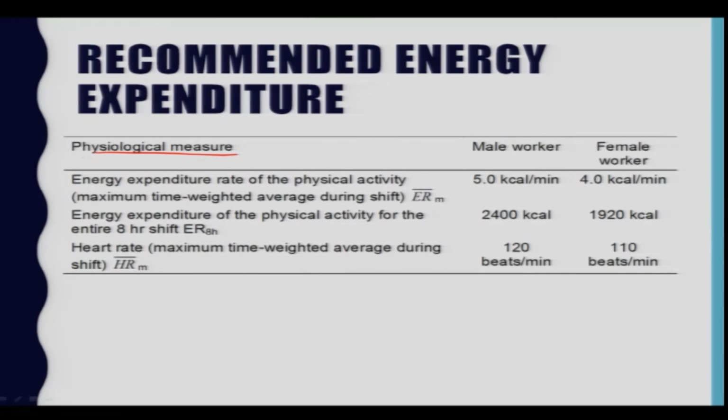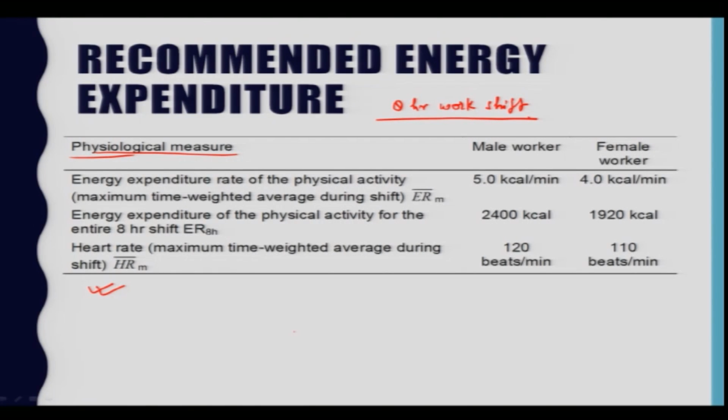A number of recommendations have been proposed in the ergonomic literature. Let's say for an 8-hour shift, this particular table lists the guidelines, which are representative here. The guideline values assume that the male and female workers are in very good physical condition. They do not suffer from any chronic disease. In that context, these are the recommended guidelines for energy expenditure and heart rate for an 8-hour work shift.